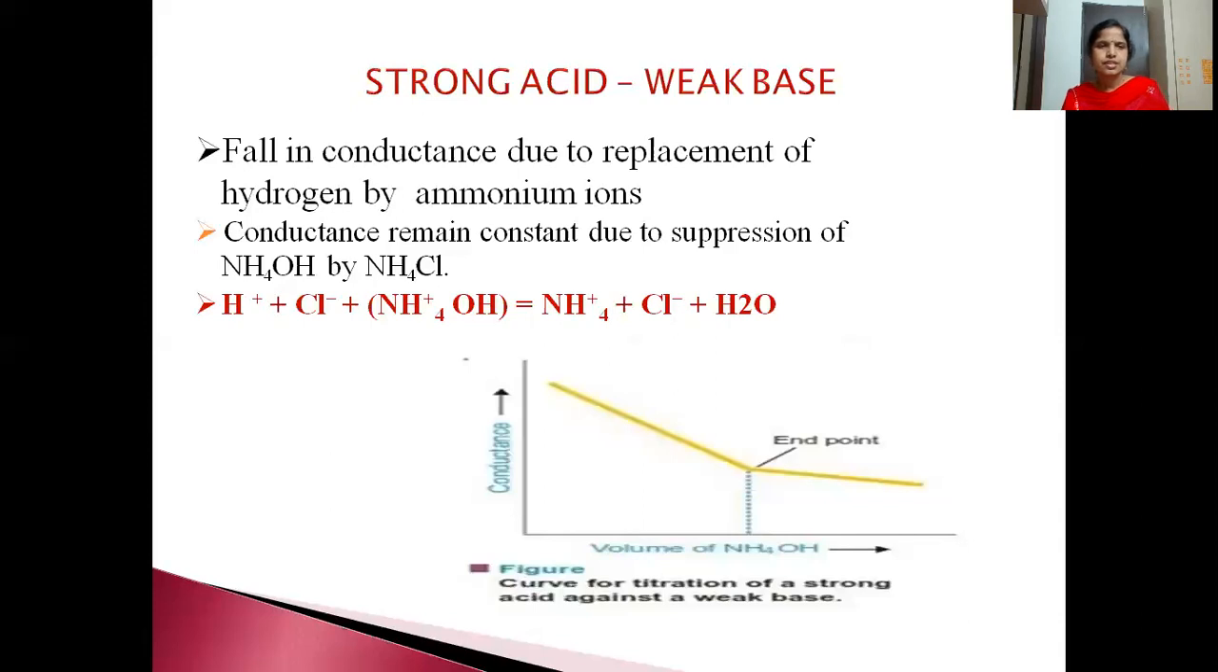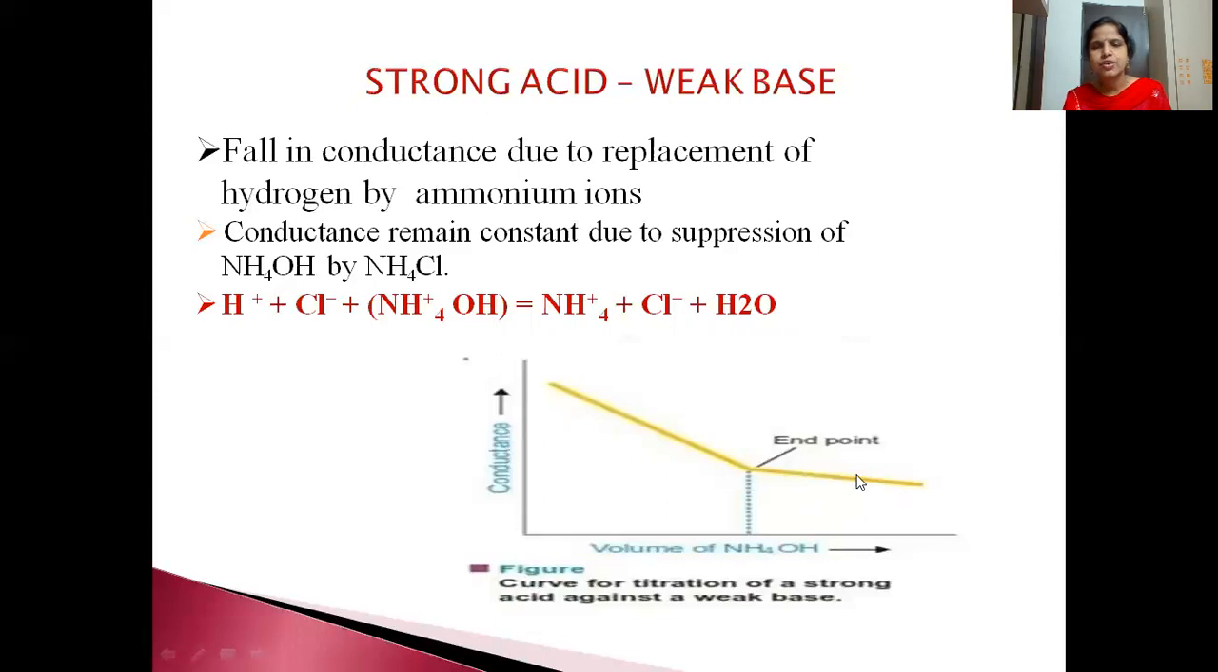First, you can notice there is a fall in conductance due to the replacement of hydrogen ions by ammonium ions. First the conductance is high because of the conductance of H+ ions. As we are adding ammonium hydroxide, all the H+ ions are replaced by ammonium ions. Then after a certain point, you can see that the conductance remains constant.